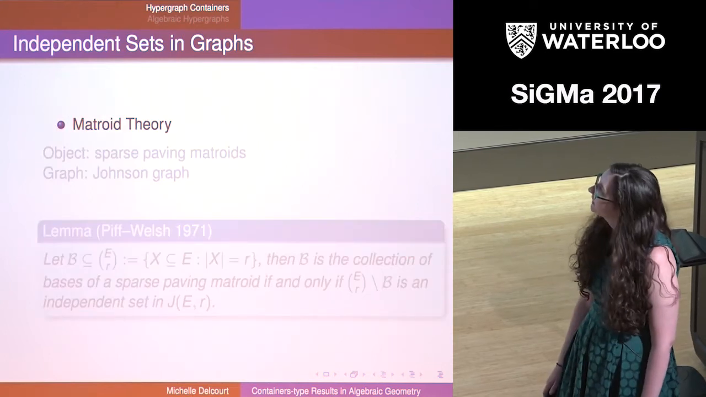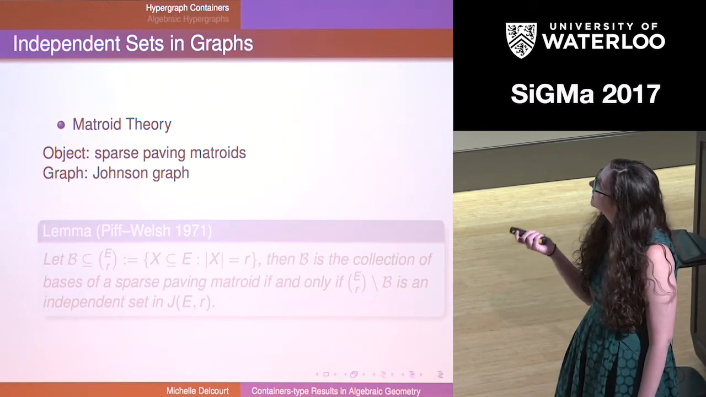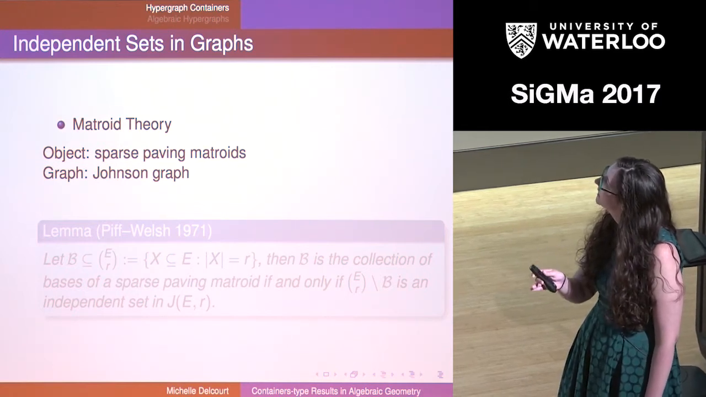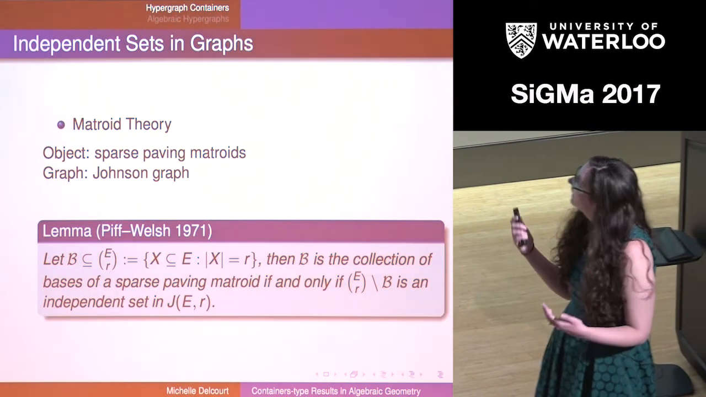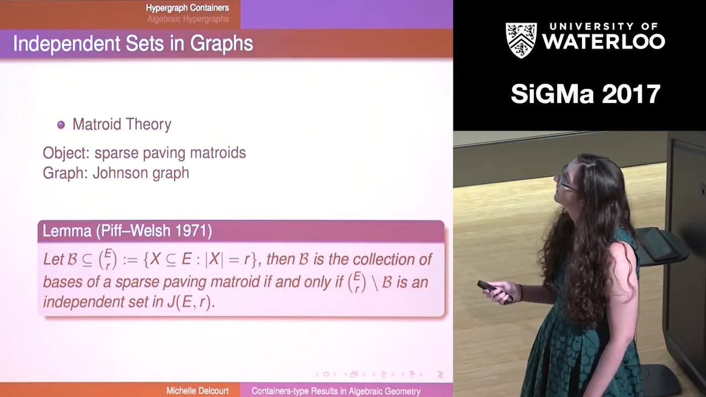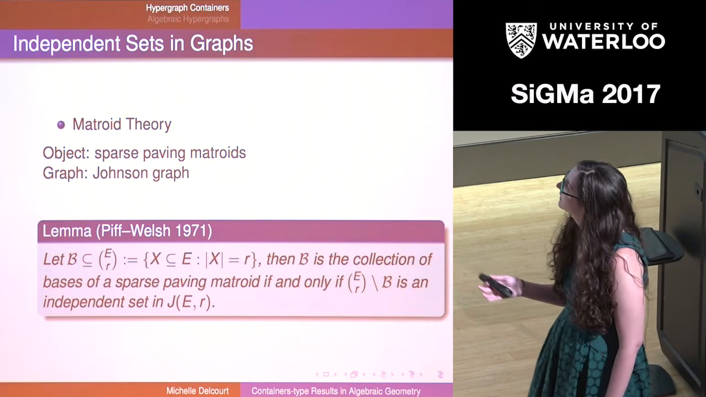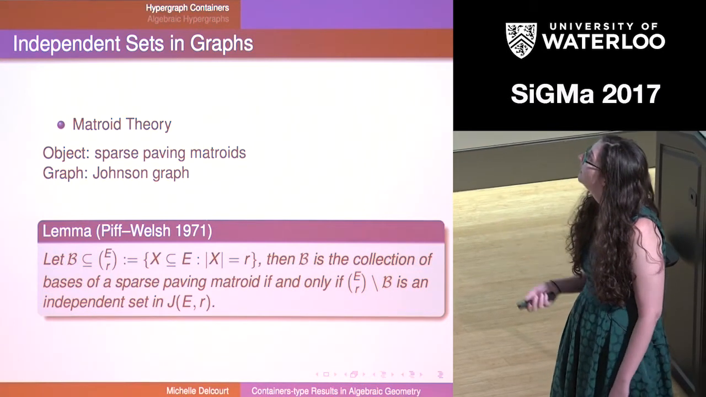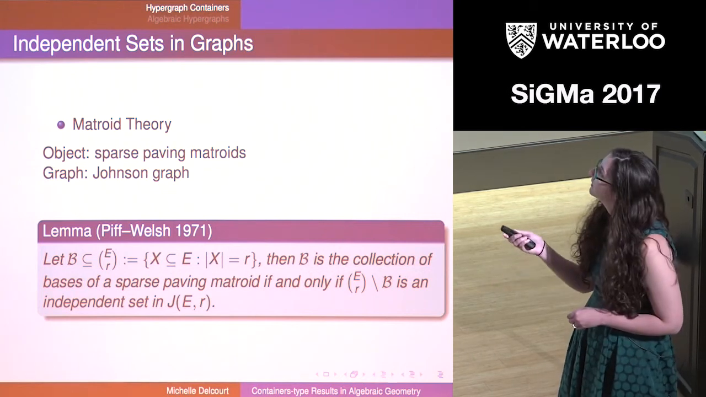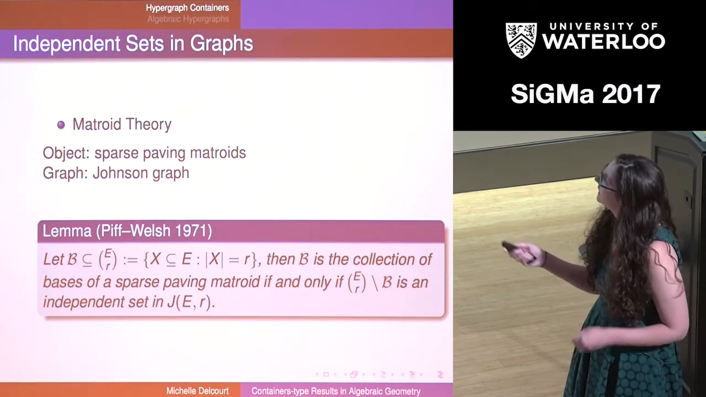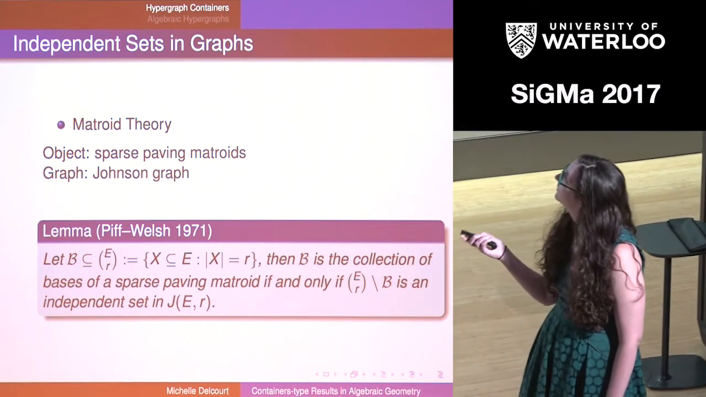In matroid theory, Whittle introduced on Monday the sparse paving matroids, where both the matroid and its dual are paving. These can be thought of as in one-to-one correspondence with independent sets in the appropriately chosen Johnson graph. Here in the Johnson graph, we take all our r-element subsets, and we put an edge if and only if the intersection is exactly r minus 1. So the non-bases actually are independent sets in the appropriate Johnson graph.